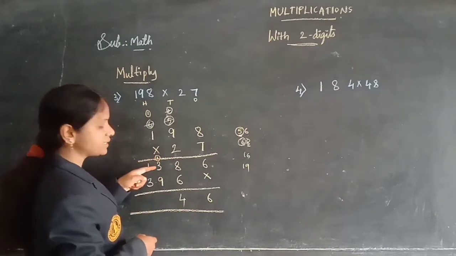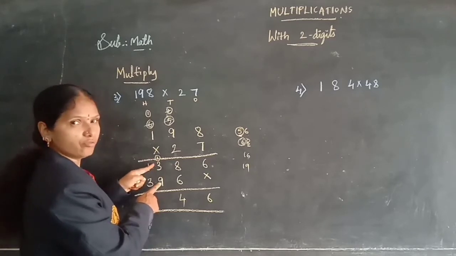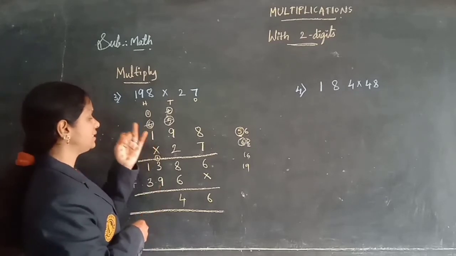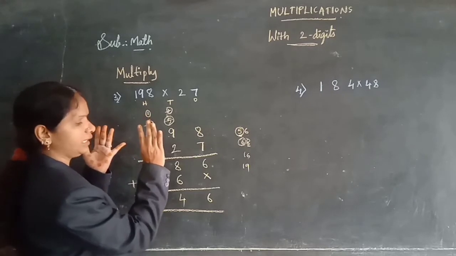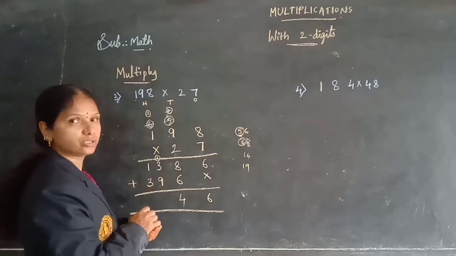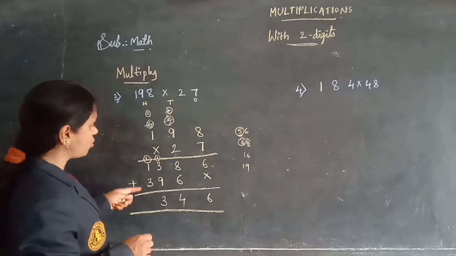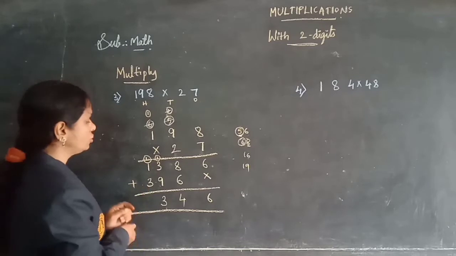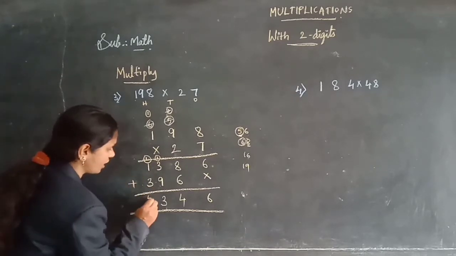Now let's add 1 plus 3, 4. 4 plus 9, 4 after 9 numbers: 5, 6, 7, 8, 9, 10, 11, 12, 13. We are getting 13 when we are adding 4 and 9. So 3 here, 1 carry. Now let's add this column. 1 plus 1, 2. 2 plus 3, 2 after 3 means 3, 4, 5. We are getting 5. So 5 I am writing here.